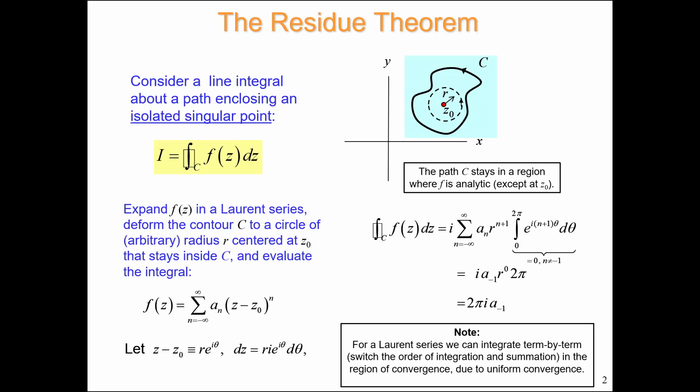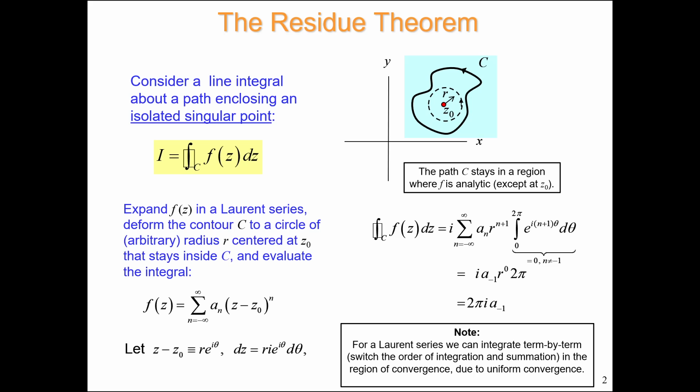First we see the residue theorem. Consider a line integral about a path enclosing an isolated singular point, I equal to the integral over C of f of z dz. Expand f of z in a Laurent series. Deform the contour C to a circle of radius r centered at z0 that stays inside C, and evaluate the integral using the Laurent series formula.